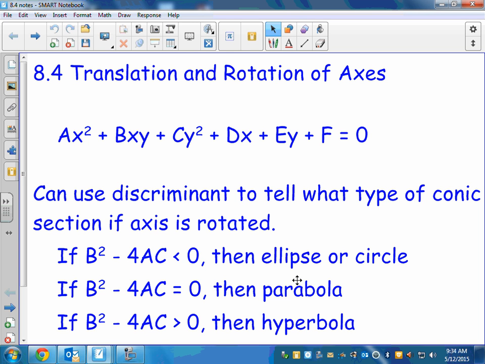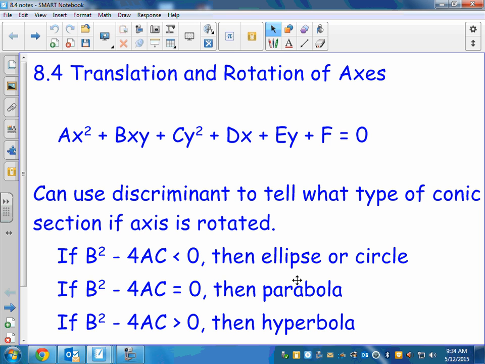When there's an xy value, that means that we can have an axis of symmetry that's tilted, which means we can have an ellipse that's off-center, we can have hyperbolas that are off-center, we can have lots of crazy stuff happening, parabolas that look a lot different, which is where the graphing calculators are going to come into play today. But you can set up this whole discriminant idea.